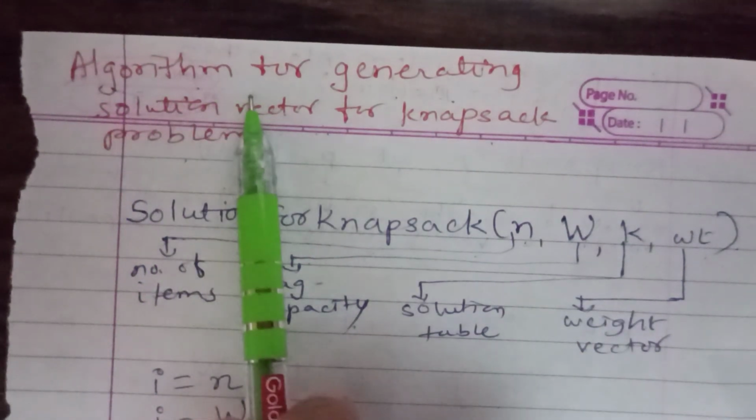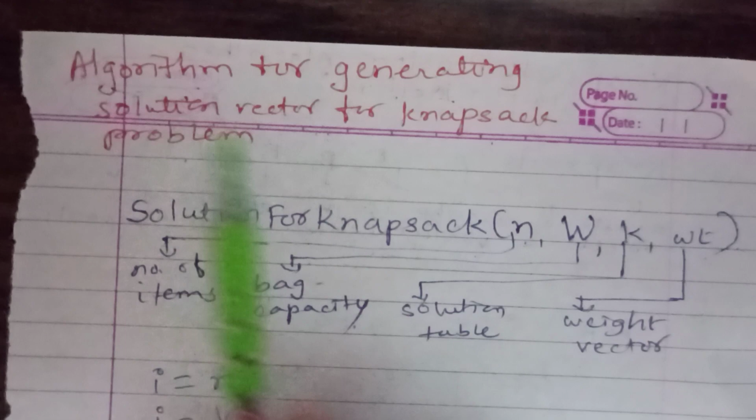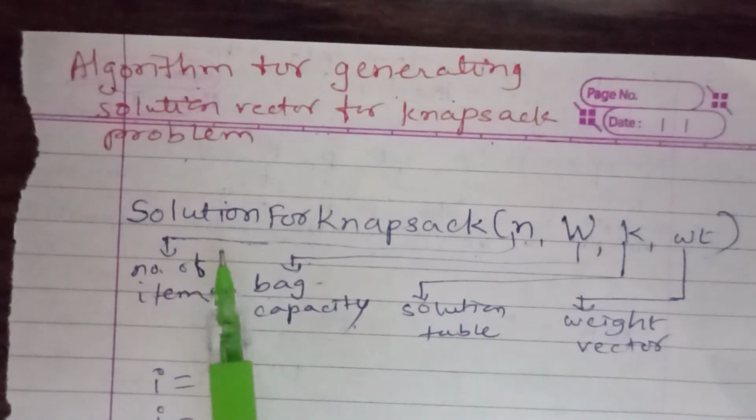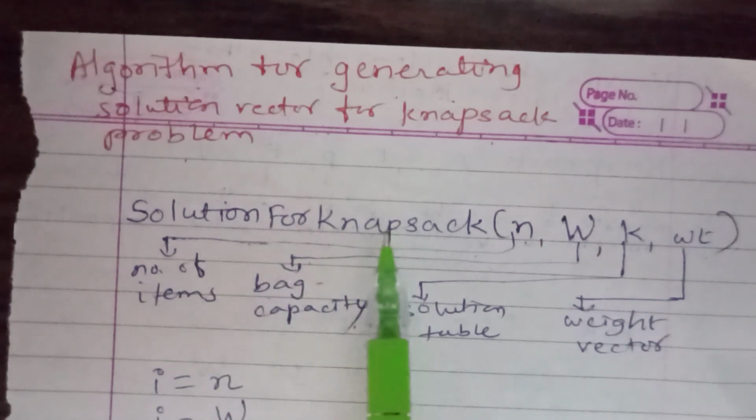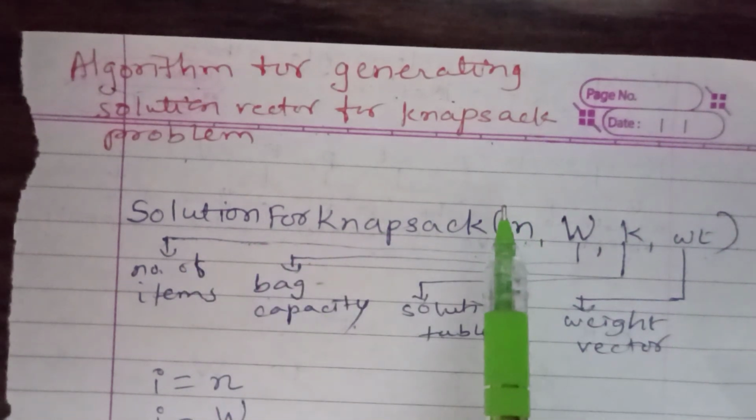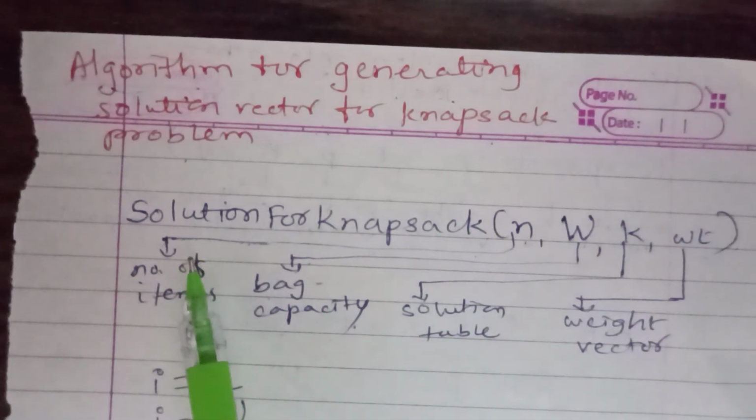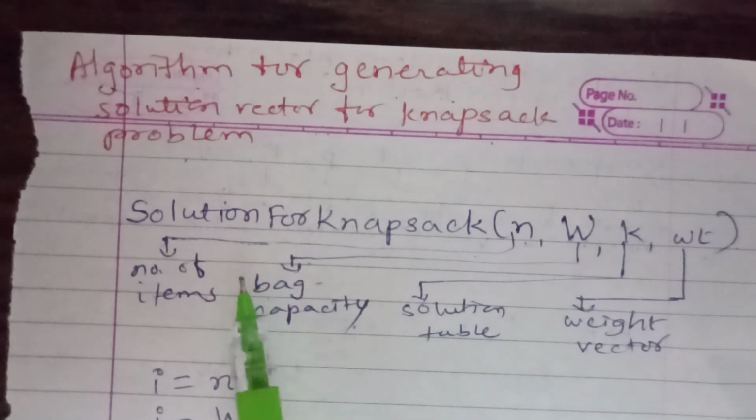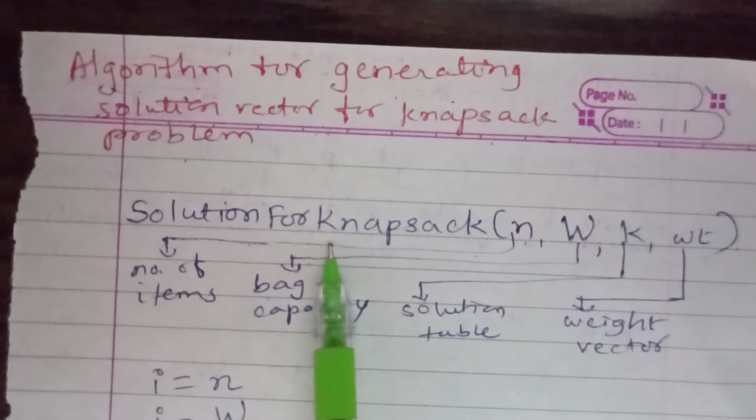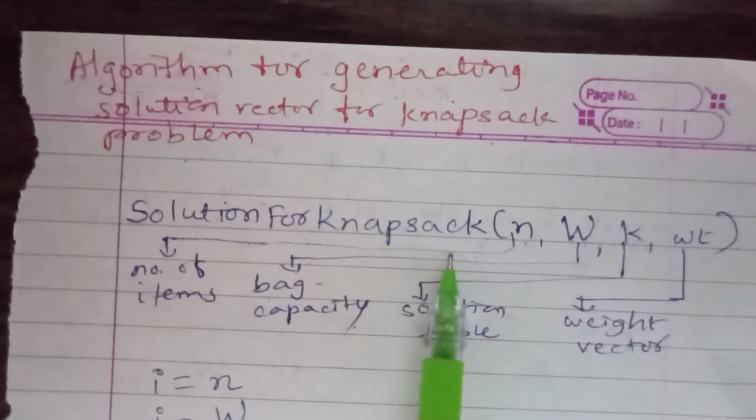The topic for this video is the algorithm for generating the solution vector for the knapsack problem. For the 0/1 knapsack problem, we have discussed the algorithm in the previous video where we fill up the table entries. Now we want to determine which items have been selected as a solution. So now we are discussing the algorithm for generating the solution for the 0/1 knapsack problem.